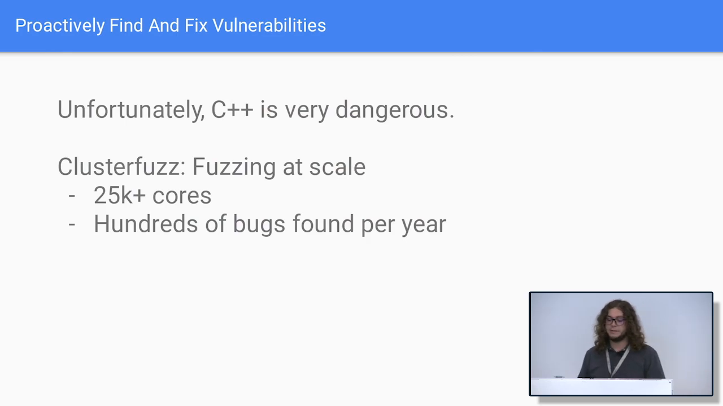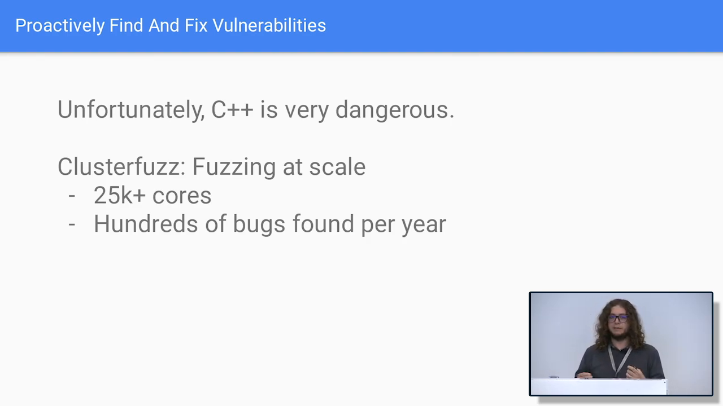Another way that we deal with the inevitability of bugs in software, specifically in C++, is to proactively try to find them and fix them. One way we do that is by rewarding external reports. Another way is through what we call Clusterfuzz. A subteam of Chrome security works in this system, which automatically finds and reproduces bugs with fuzzing.